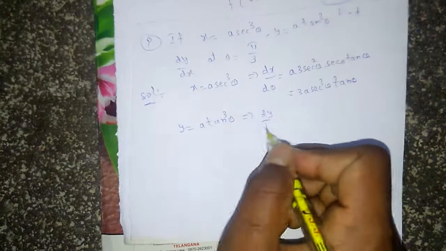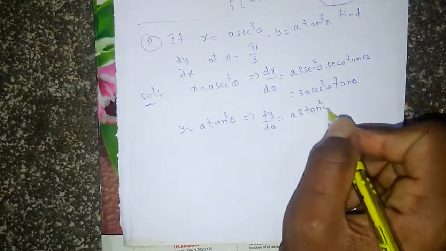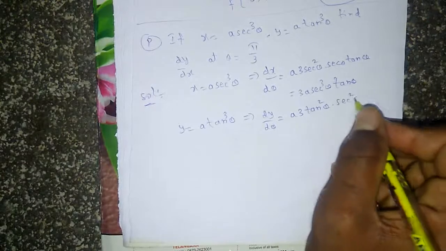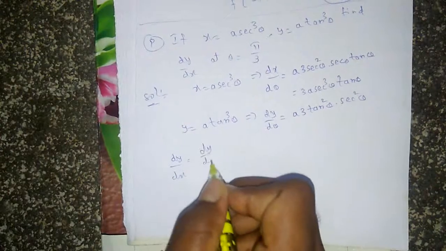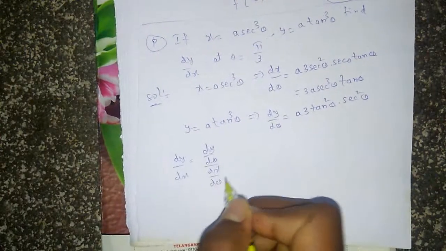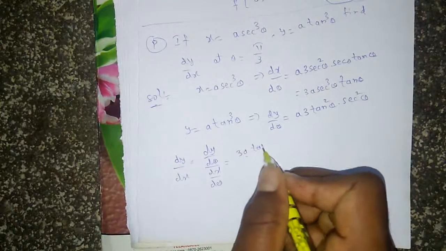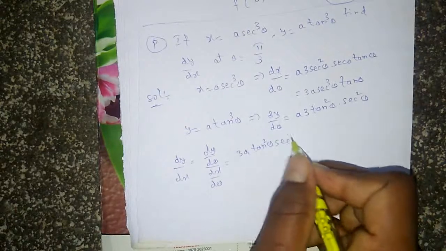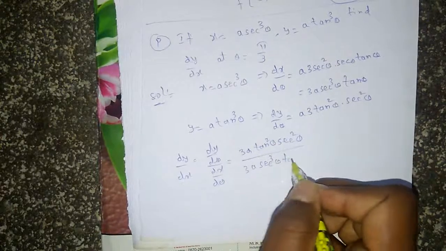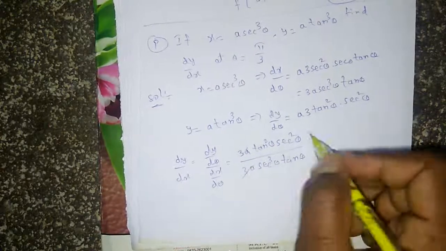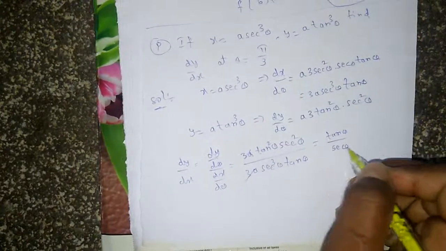which implies dy by d theta. Derivative of y with respect to theta is a into derivative of tan cube, which is 3 tan square theta into derivative of tan theta, which is sec square theta. Now dy by dx is equal to dy by d theta divided by dx by d theta. So now divide these two. This is 3a tan square theta sec square theta divided by 3a sec cube theta tan theta. 3a gets cancelled, 1 tan gets cancelled, and sec square gets cancelled. It will be tan theta by sec theta.